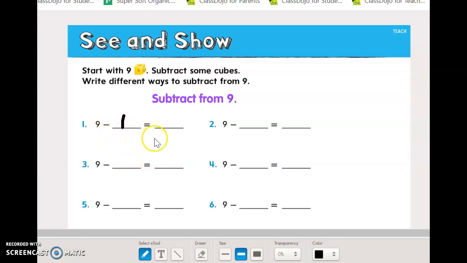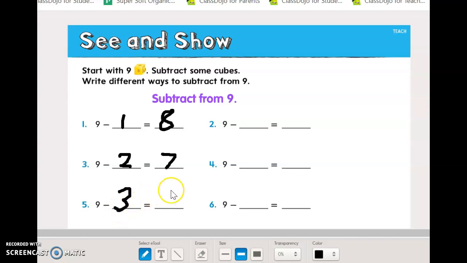9 take away 1, and I've got my writing tool hopefully out, is the next number down, which is our 8. Okay, remember my mouse is not doing as good. I'm sure you're writing those numbers a lot neater than Miss Allen is today. All right, so here's our pattern again. We want to take away 2 now. 9 take away 2 is our next number down, which is 7. 9, 8, 7. All right, 9 take away 3.